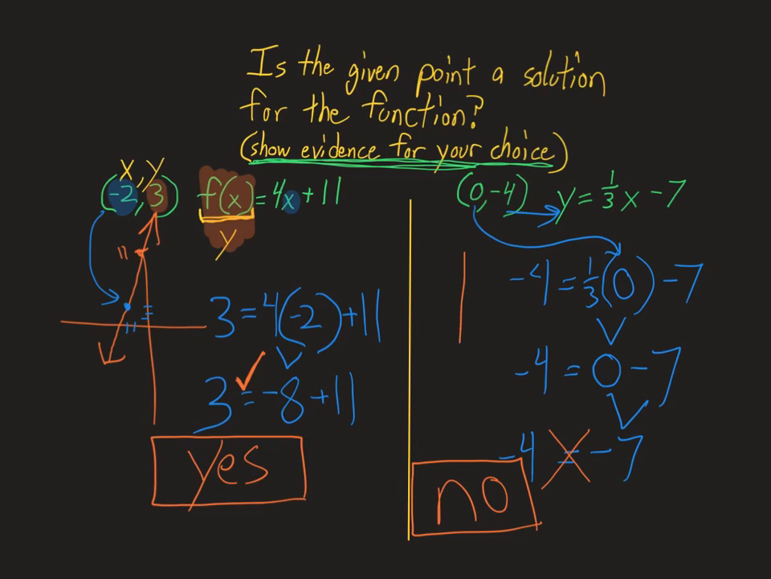And again, if we were to graph this guy, all that's saying is that if I went down to negative 7 and then had a slope of 1/3, so it would look something like maybe this, up 1/3, and we graph the point 0, negative 4, it would be right here. And that point is definitely not on that line, so it is not a solution to that equation.